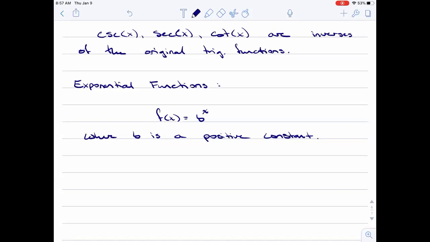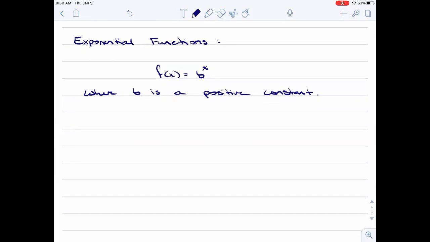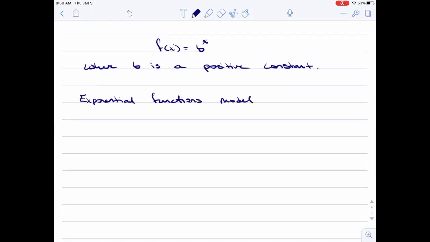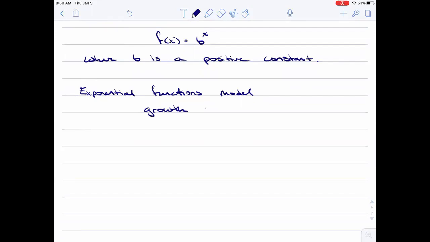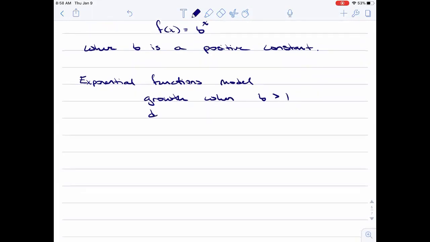If our b is greater than 1, almost said 0, but greater than 1. Right, so as long as we've got a base larger than 1, then we've got this exponential growth. If we have a base that's less than 1, then we've got decay, but it's going to look kind of the same. So exponential functions model growth when b is greater than 1, and decay when b is less than 1.